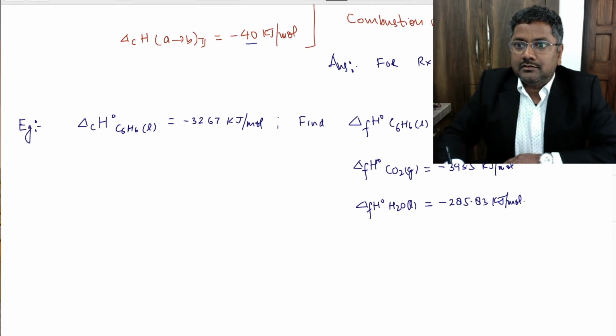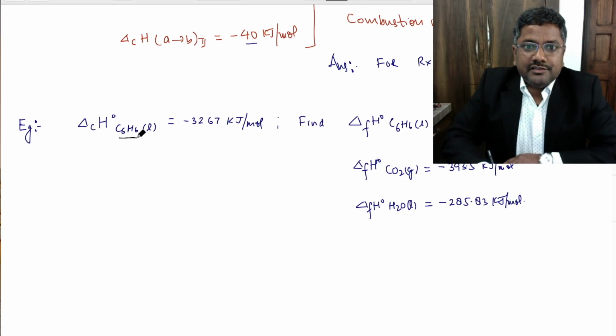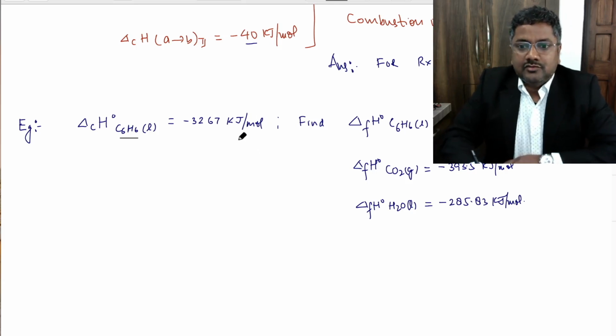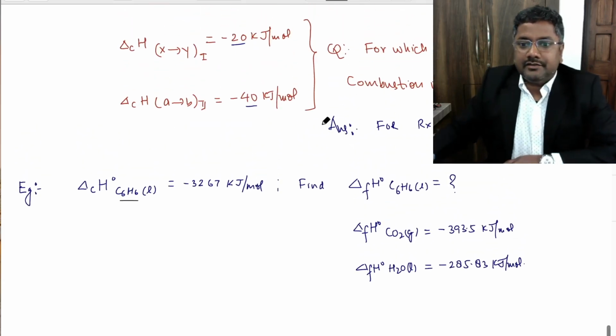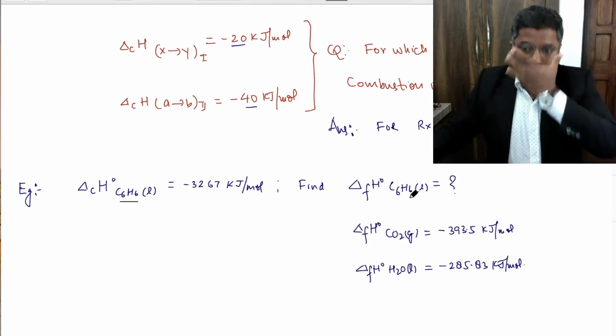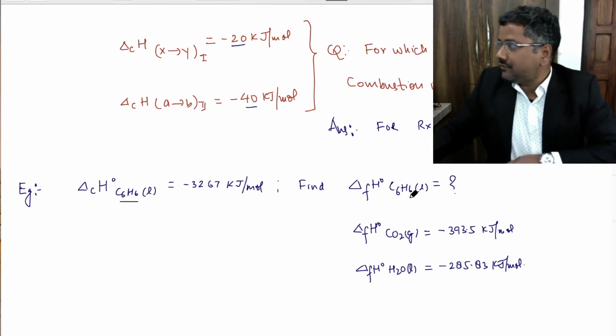Delta H not combustion for benzene C6H6 is given as minus 3267 kilojoules per mole. So, combustion is given here and they have asked for the formation. Okay, so how to proceed with such questions?